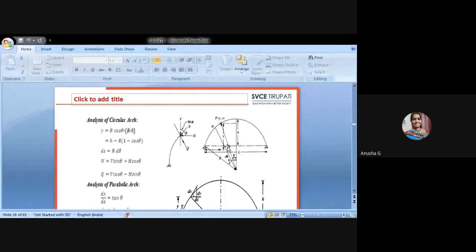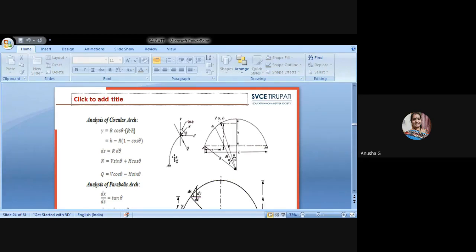The same formula applies, but there will be no hinge at C. That's why we consider y equals r cos theta minus (r minus h), which you have to find here. And ds is the distance, equal to r d theta. d theta is the angle, and ds is the arc length. We have to consider that and then find it.